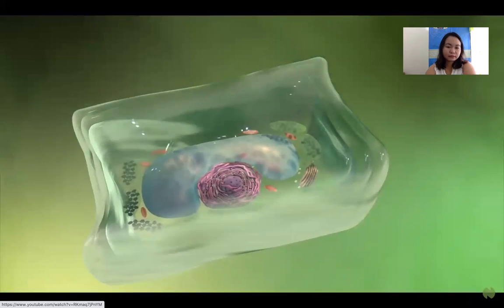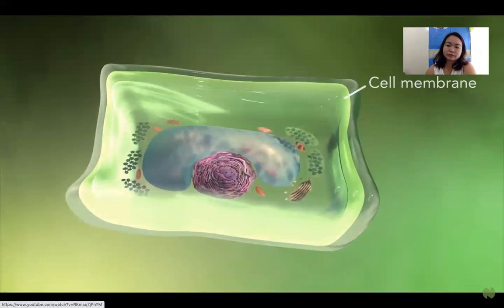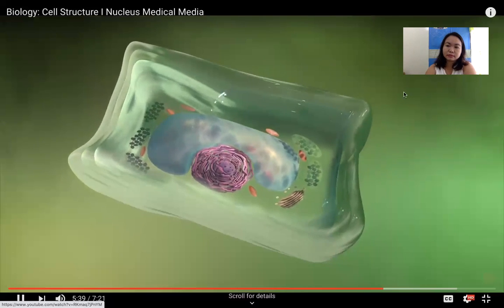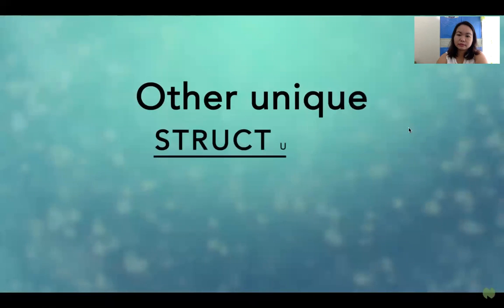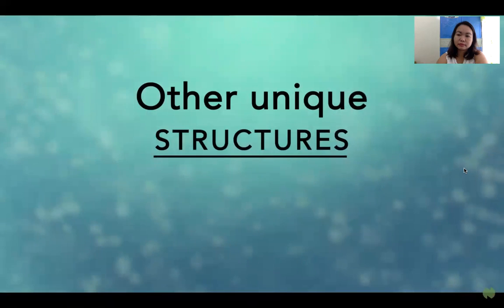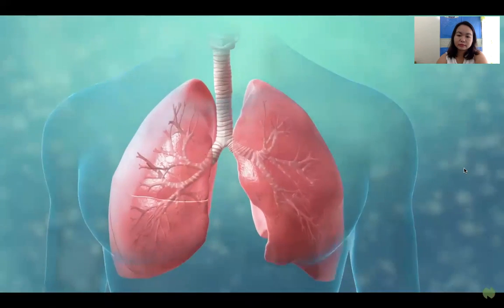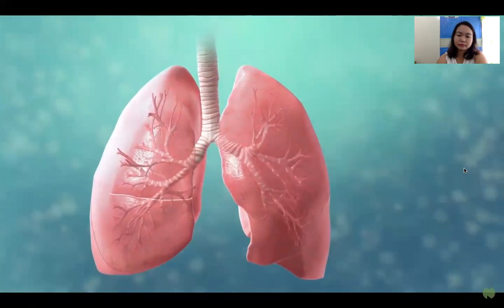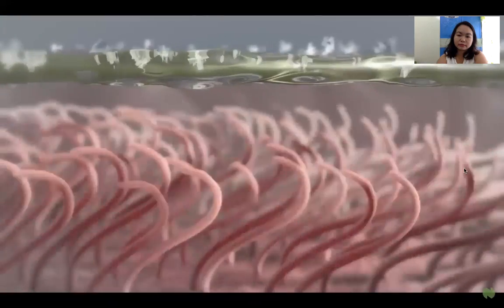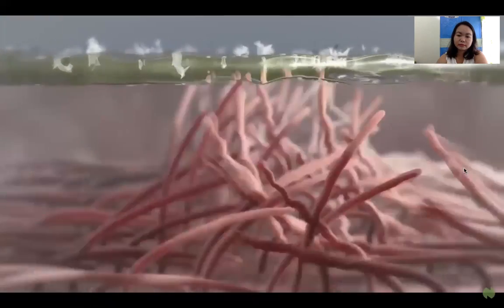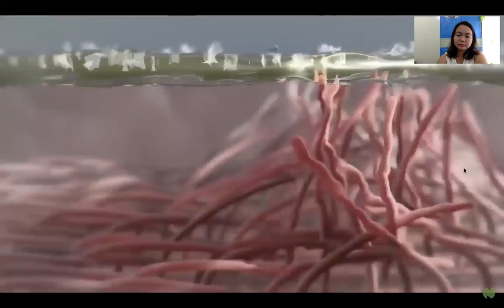Plant cells also have a cell wall outside of their cell membranes that shapes, supports, and protects the plant cell. Animal cells never have a cell wall. There are many other unique structures that only some cells have. Here are just a few. In humans, for example, the respiratory tract is lined with cells that have cilia. These are microscopic hair-like projections that can move in waves. This feature helps trap inhaled particles in the air and expels them when you cough.